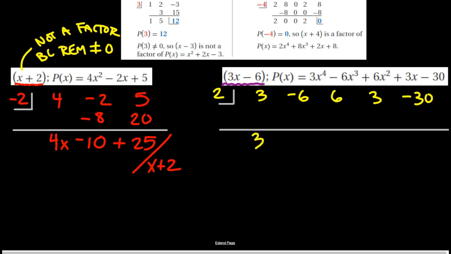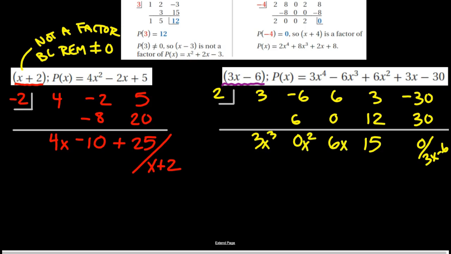Bring that down. 2 times 3 is 6. Add those, you get 0. 2 times 0 is 0. Add those, you get 6. 2 times 6 is 12. Add those, you get 15. 2 times 15 is 30. And lo and behold, we get a remainder of 0. So this is a remainder term, which is 0 over 3x minus 6. This is constant. 6 is the linear term. 0 is the quadratic term. 3 is the cubic term.